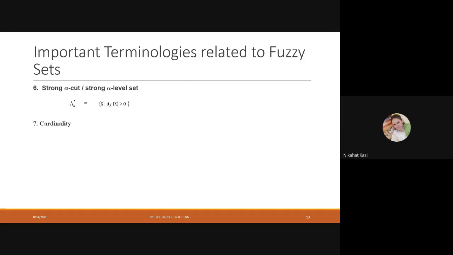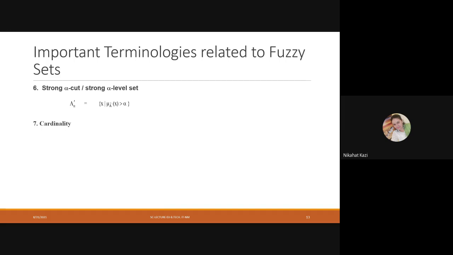What is the cardinality of a classical set? The number of elements in that set. The number of elements of a set is its cardinality.